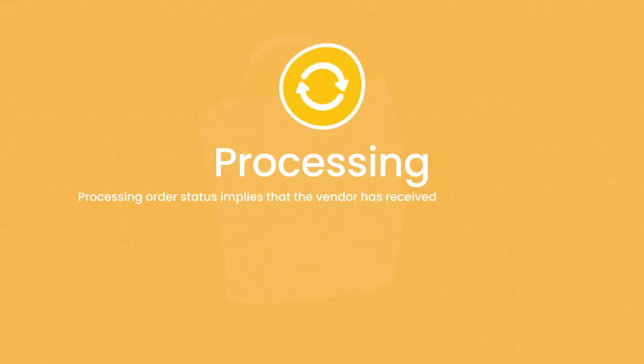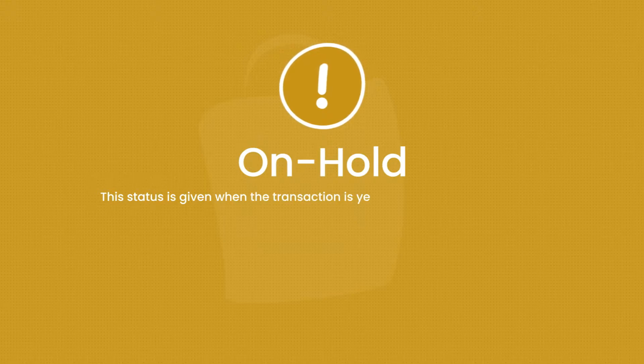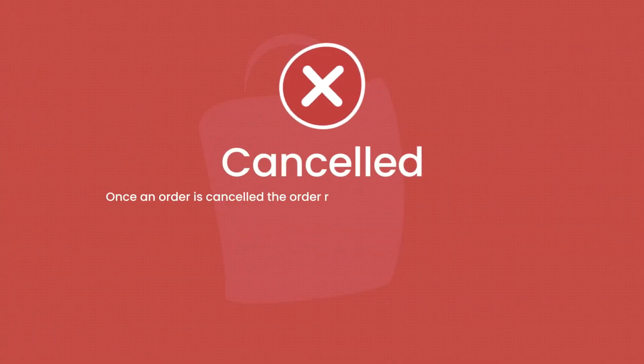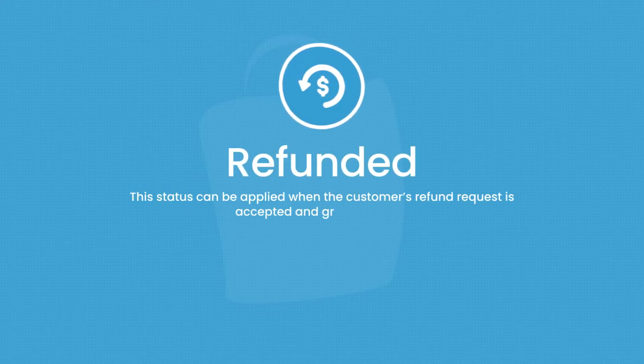Processing. Processing order status implies that the vendor has received his or her payment and the order is about to be delivered. On hold. This status is given when the transaction is yet to be completed from either the vendor's end or the customer's end. Cancelled. Once an order is cancelled, the order request is removed from the list and no further actions can be taken. Refunded. This status can be applied when the customer's refund request is accepted and granted.